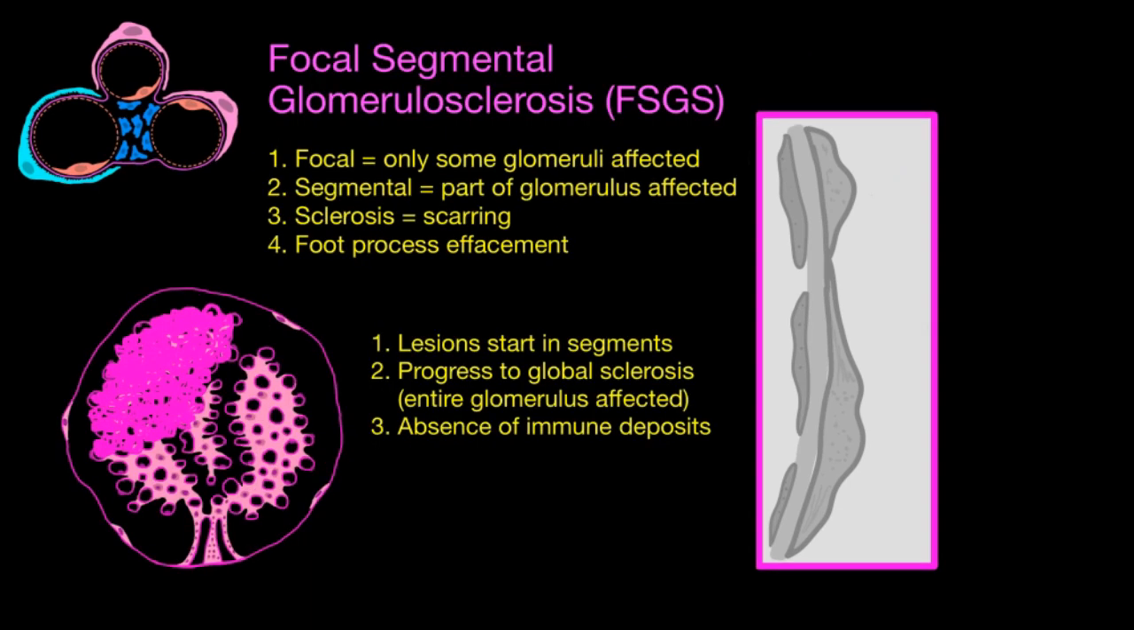So next is this disease called FSGS, or focal segmental glomerulosclerosis. And so the term is, we're really talking about the histology here. So focal means some of the glomeruli are affected.